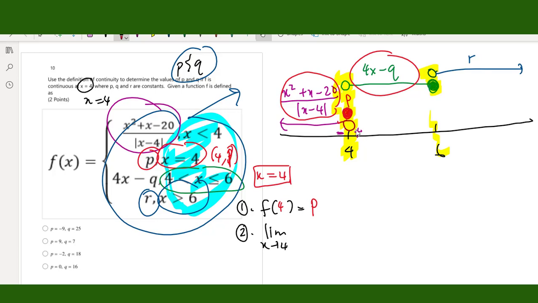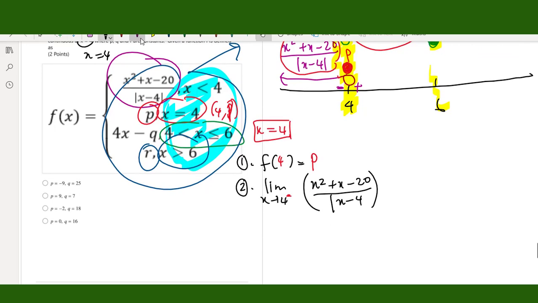So since the right hand side consists of q, unknowns, it is better for you to take the left hand side. Why? Because with this one we can find the value of p. So take it from the left. The function is x squared plus x minus 20 over modulus x minus 4. Direct substitution: 4 squared is 16, plus 4 is 20, 20 minus 20 is 0.